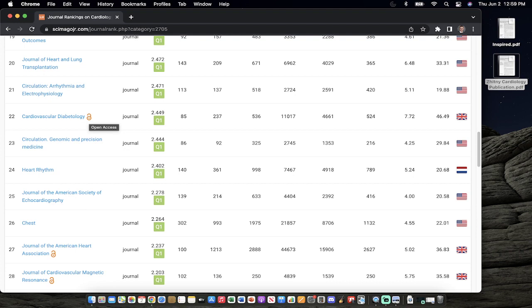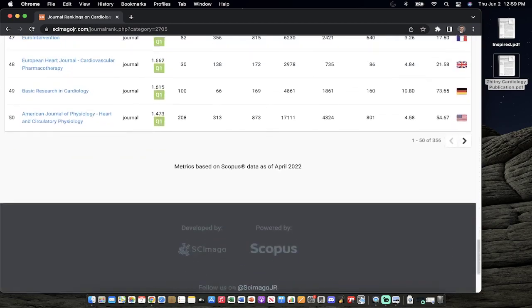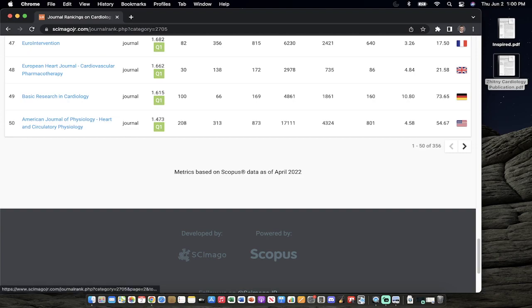However, if you are conducting this research in a university setting and you have access through the libraries or other means that your institution provides, or whether you want to purchase a paper, you would very much be able to look into one of these journals. And so for cardiology, there are about 356 journals you can go through.